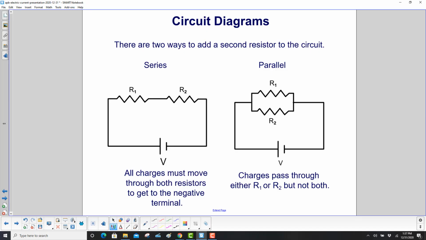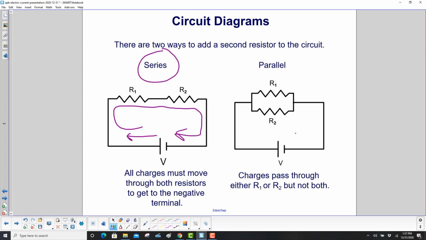There are two ways to add a second resistor to the circuit. One is place them in series. In series, all charges in the current, here it comes out of the positive terminal, must move through both resistors to get to the negative terminal. They have no choice. Once they leave the battery, they have to go through both.